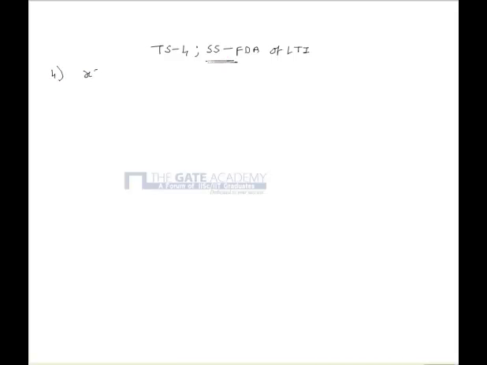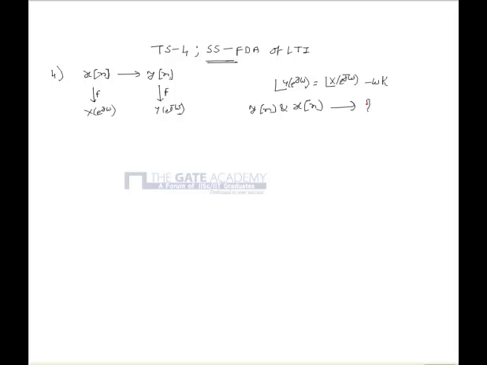As per the question, there is a discrete time signal x of n given and its derived version is given as y of n. It's given that Fourier transform of x of n is X of e power j omega and Fourier transform of y of n is Y of e power j omega. It is also given that phase of Y of e power j omega is equal to phase of X of e power j omega minus omega k. We have to find the possible relationship between y of n and x of n from the options given.